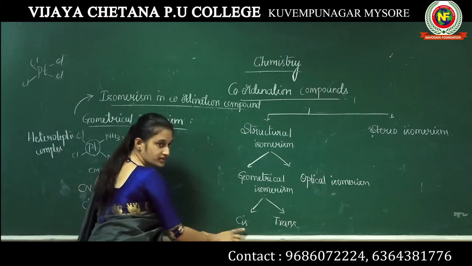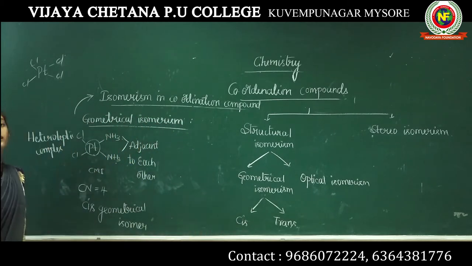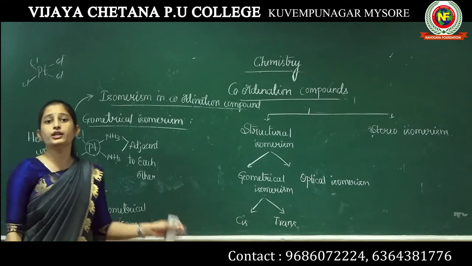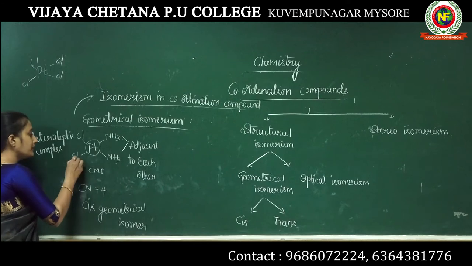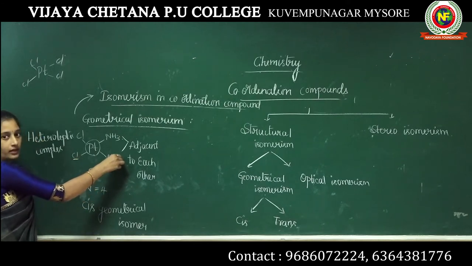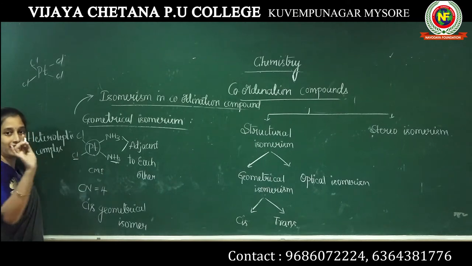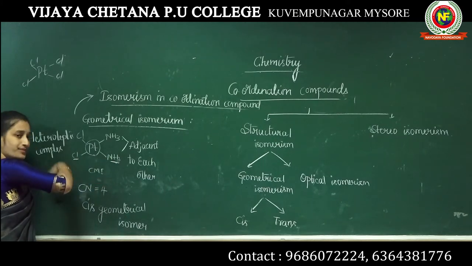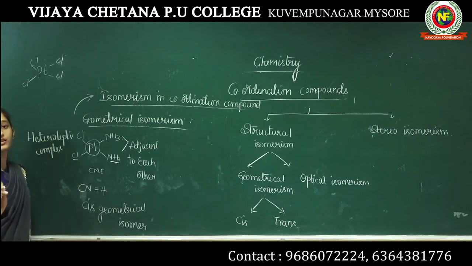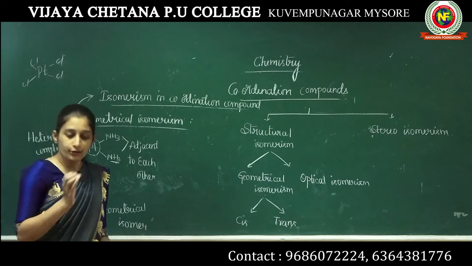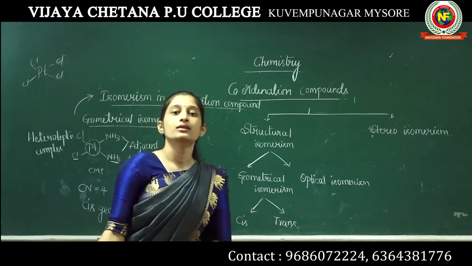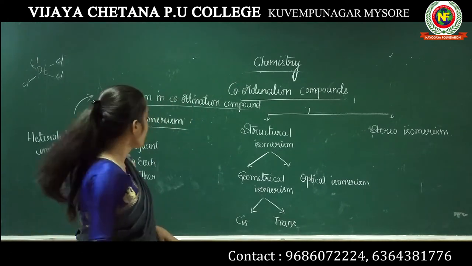Cis means any two groups should be adjacent to each other. Any two groups. You are not supposed to ask, come on, here chlorine is there, here ammonia is there. Both are different, but they are adjacent. Any two groups, just observe in the three dimensional structure; if any two groups are adjacent, they are in cis form.